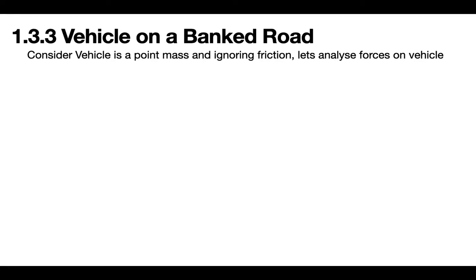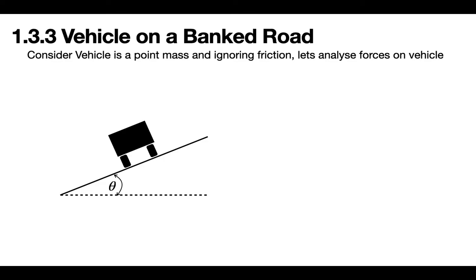And let's analyze the forces. So this is a road banked with a theta angle, and the vehicle is performing circular motion. It's like when you say the road takes a turn, it must have some banking. So taking a turn is like a vehicle on a banked road performing circular motion. Again, whenever we say it's a point mass, we can attach a frame of reference to that point mass and we can analyze the forces.